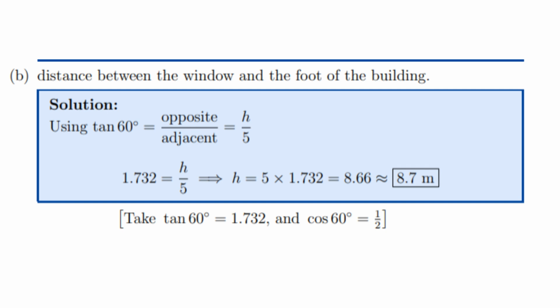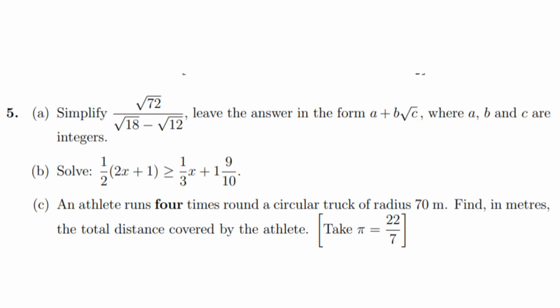Okay, so we are going to question 5. Question 5, simplify root 72 over root 18 minus root 12. Leave the answer in the form a plus b root c, where a, b, and c are integers. B, solve one over two multiplying the expression 2x plus 1, which is greater than or equal to 1 over 3x plus a mixed fraction of 1 and 9 over 10. Let's change this mixed fraction first. Sorry, let's read question C.